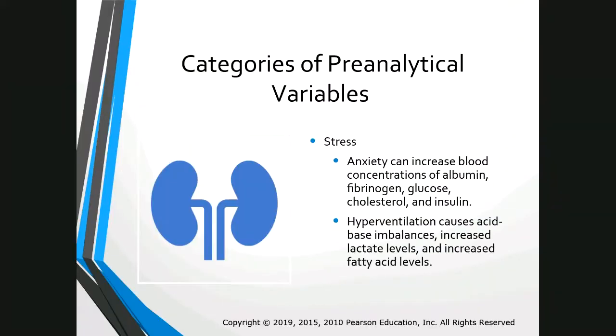Stress, again, and anxiety can increase blood constituents such as albumin, fibrinogen, glucose, cholesterol, and insulin. Hyperventilation, again, can cause that acid-base imbalance, increased lactate levels, and increased fatty acid levels as well.